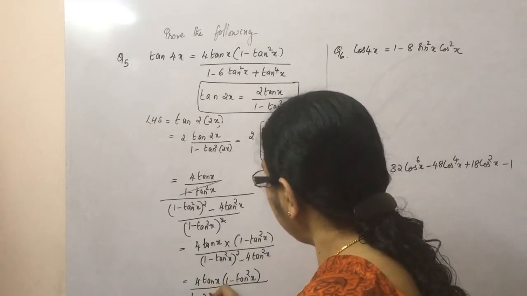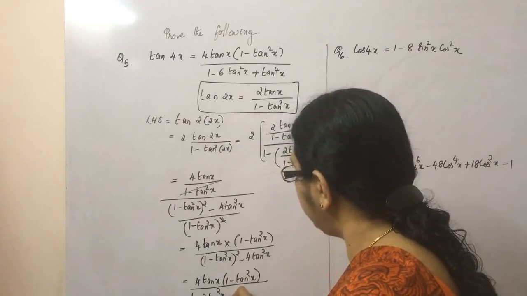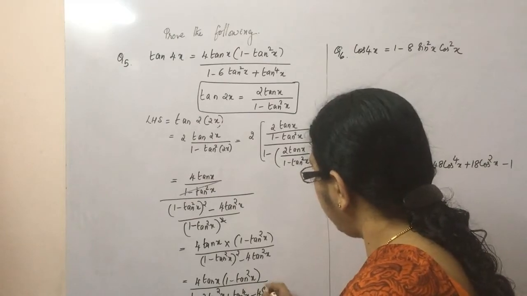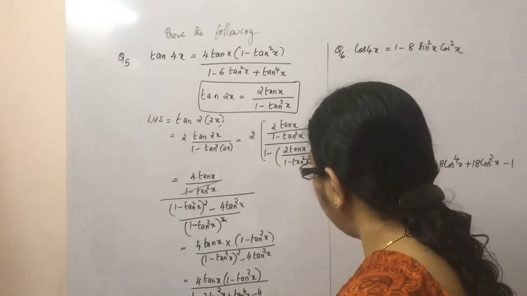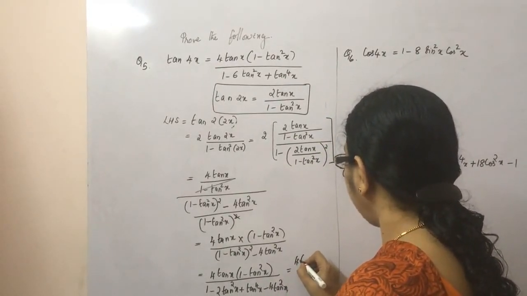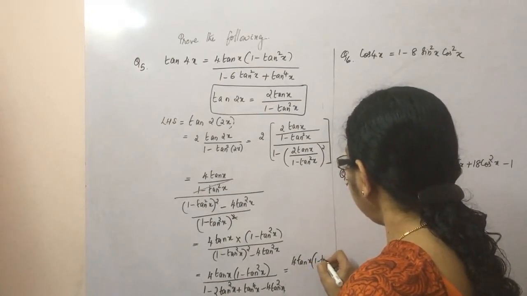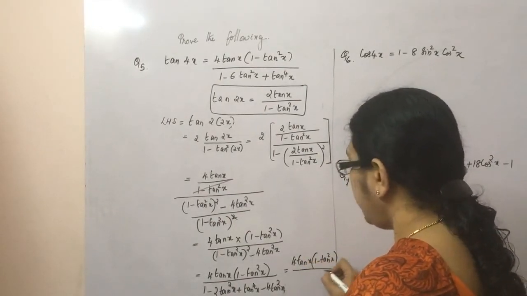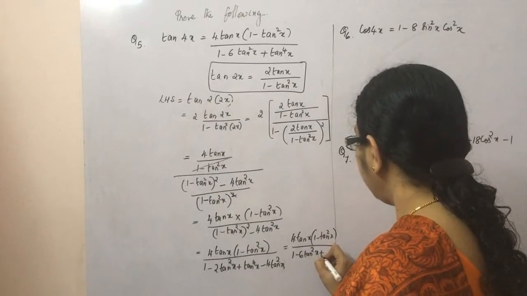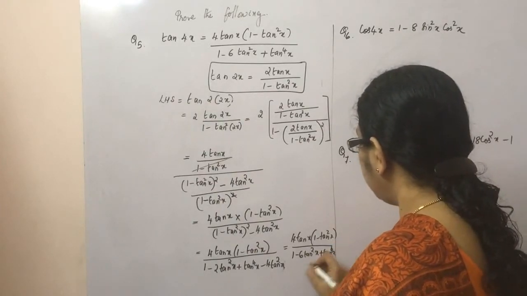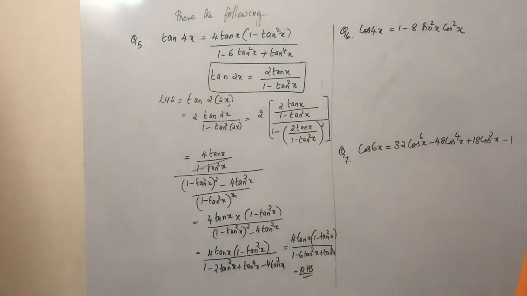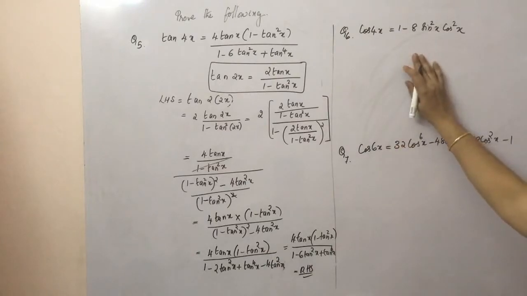1 minus 2 tan squared x plus tan raised to 4x minus 4 tan squared x minus 4 tan squared x. Now this is equal to 4 tan x into 1 minus tan squared x by 1 minus 6 tan squared x plus tan raised to 4x. Isn't this my RHS? This is exactly what I need to prove. Am I clear? Okay. Now come to the sixth question.